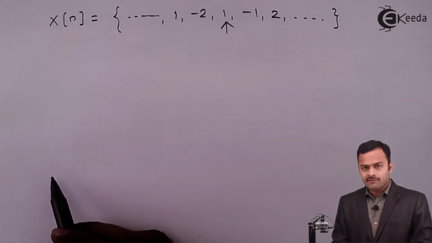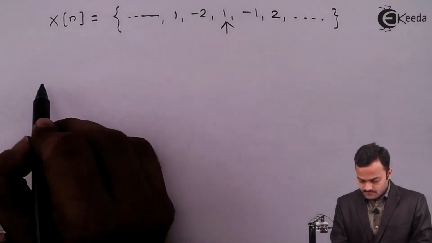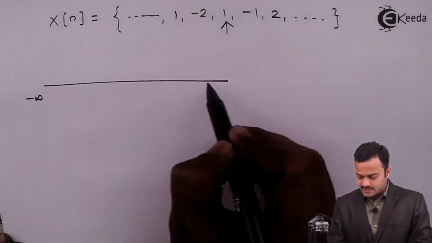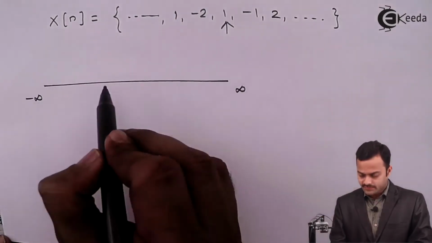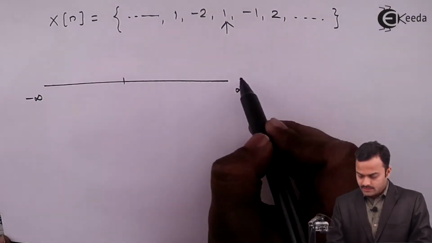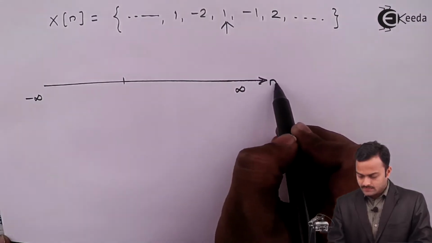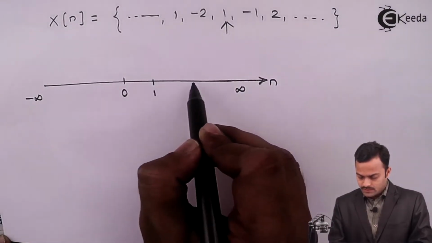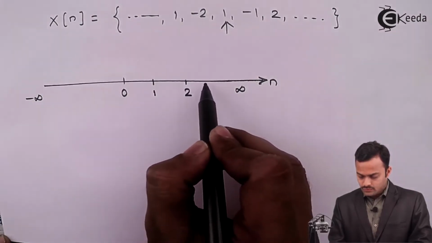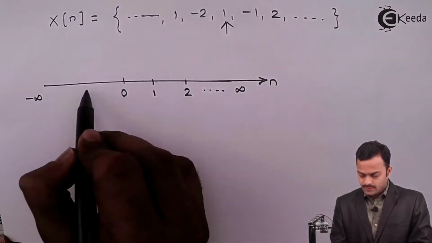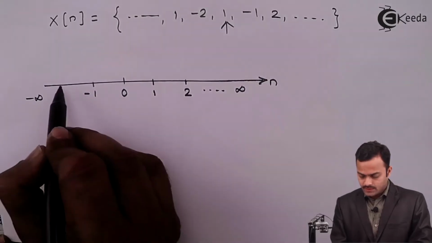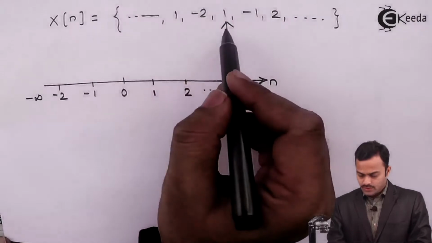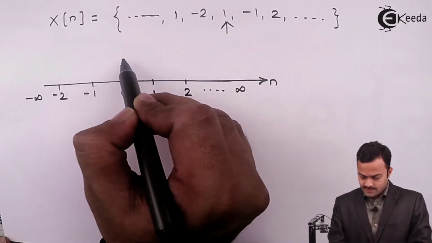So if I plot this, it will be like this. From minus infinity it has started and it is going to plus infinity, and on this n axis it is n equal to 0, n equal to 1, n equal to 2, like that. And in the negative axis it's minus 1, minus 2. So if I plot, I will get a sequence like this.